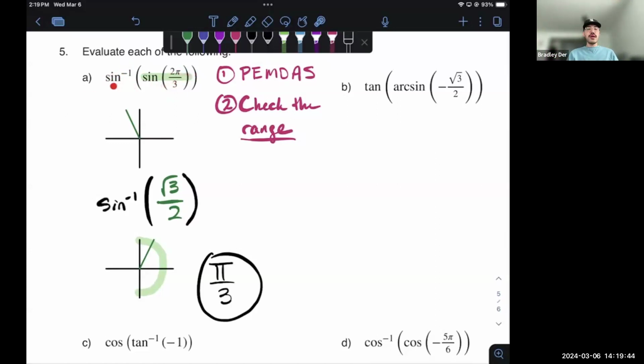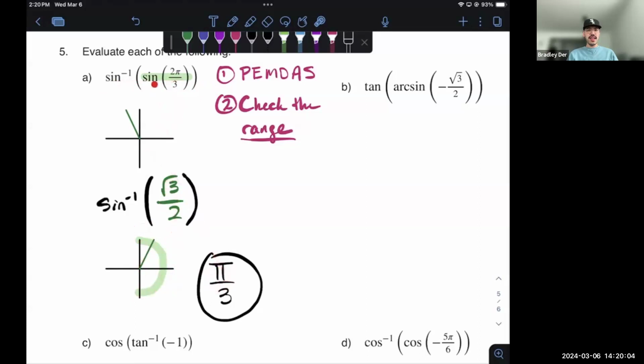Yeah, so the inverse sine and the sine are not going to, quote unquote, cancel out, because the range of inverse sine wouldn't include 2 pi over 3 at all, right? The range of inverse sine goes from negative pi over 2 to pi over 2, and the value in that range for the sine value of root 3 over 2 is pi over 3.